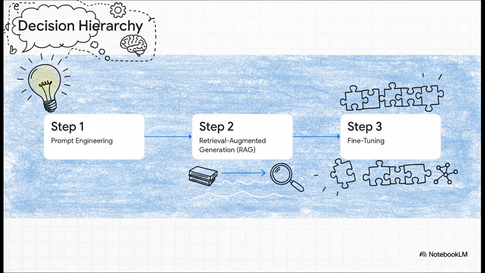If the model needs up-to-the-minute info or it has to cite its sources, then your next step is RAG. It's only after you've tried and maxed out both those options, only when you need to teach the model a totally unique style or a brand new skill, that you should even start to think about fine-tuning.